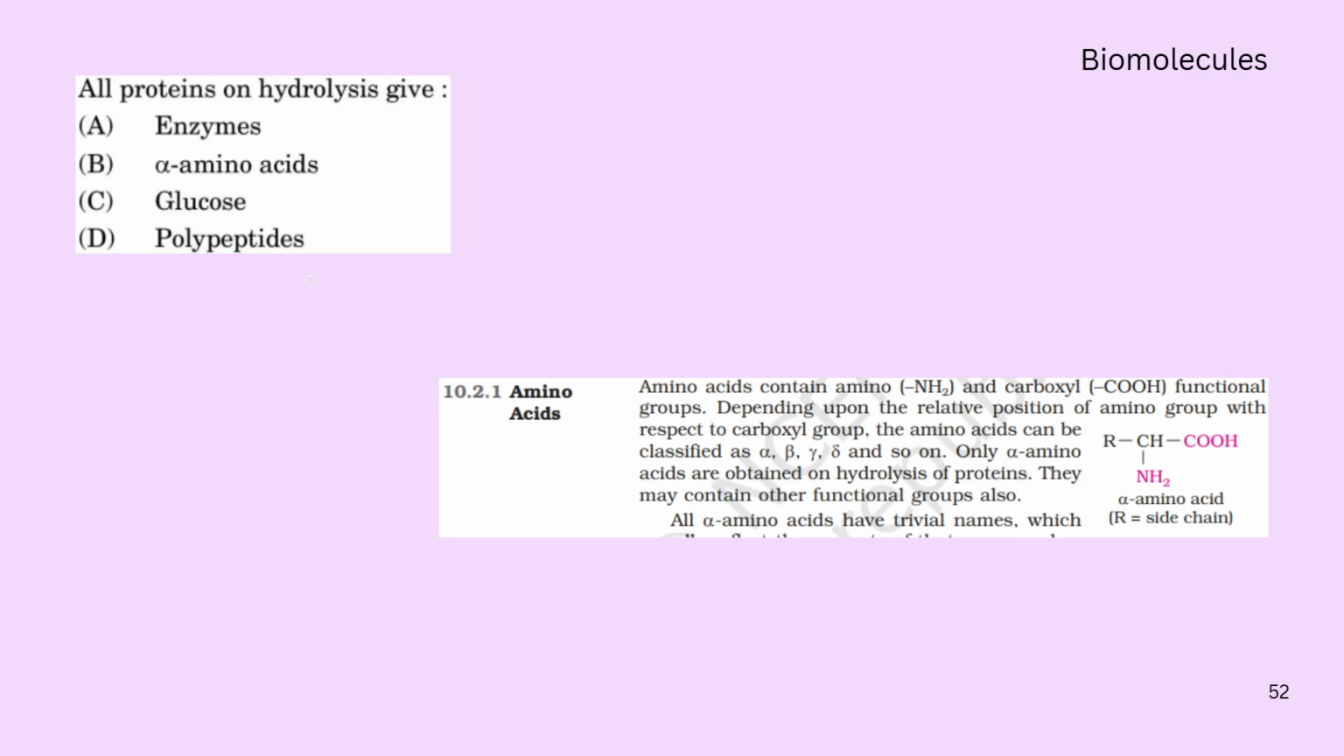The next question, all proteins on hydrolysis give alpha amino acids. Enzymes, no, because big protein structures are enzymes. Glucose, definitely not. Polypeptide, probably not. So the answer is alpha amino acids, and only alpha amino acids are actually obtained on hydrolysis of proteins, and this is discussed under the concept of amino acids. Oh, with that, we're done with discussing all of these questions.